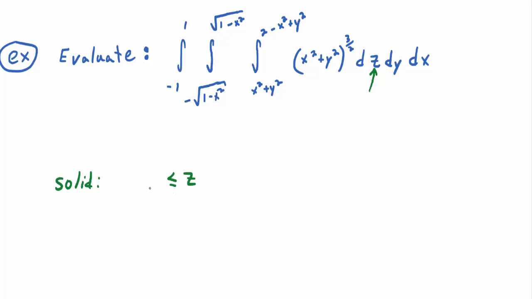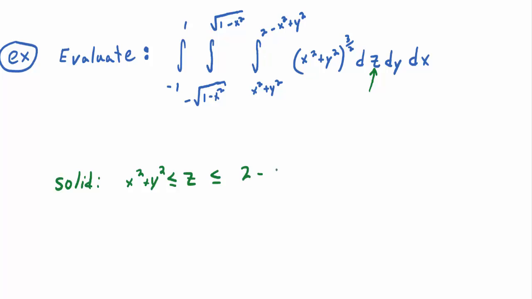What's the bottom limit on z? X squared plus y squared. So what is that? What is z equals x squared plus y squared? So hold on, we'll think about it. What's the upper bound on z?